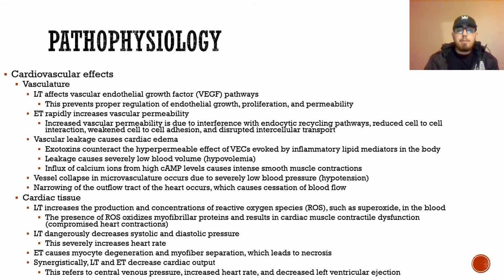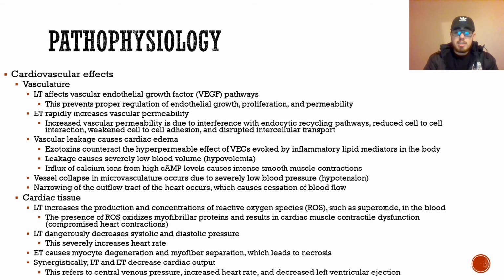Exotoxins counteract the hyperpermeable effect of VECs, or vascular endothelial cells, evoked by inflammatory lipid mediators in the body. Now, these inflammatory lipid mediators are actually potent enhancers of innate and adaptive immunity activity. Now, when this leakage happens, it causes severely low blood volume, or hypovolemia, and it also causes an influx of calcium ions, in contribution or in assistance of cAMP levels, which causes intense smooth muscle contractions.